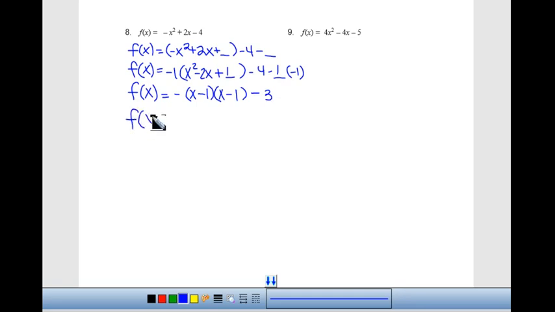Now your final step. Take your 2 separate parentheses and write them as a single parentheses squared.